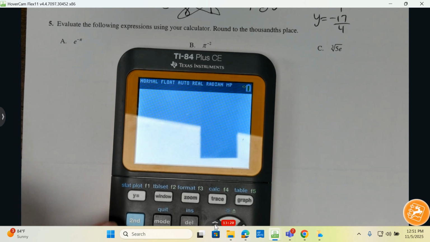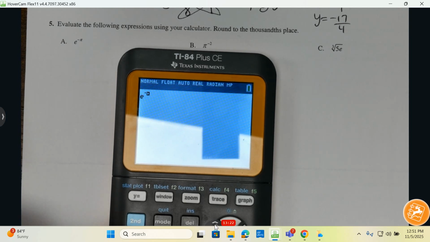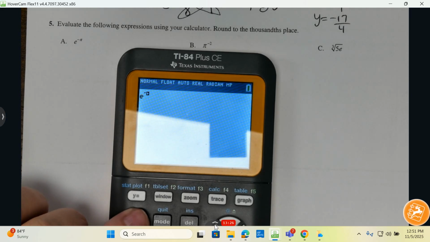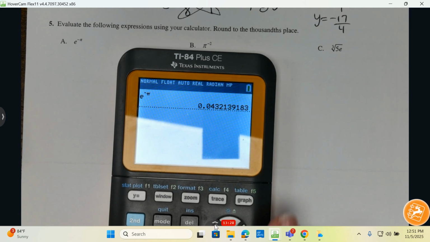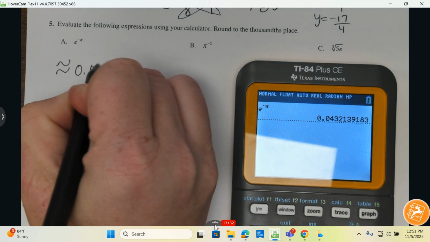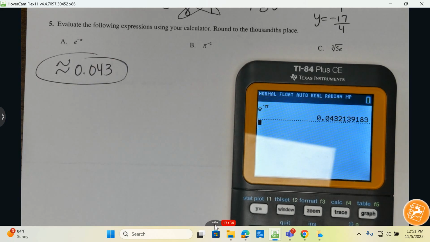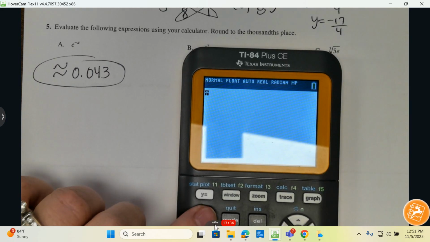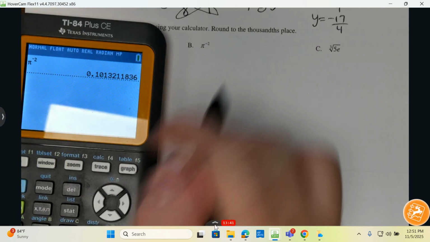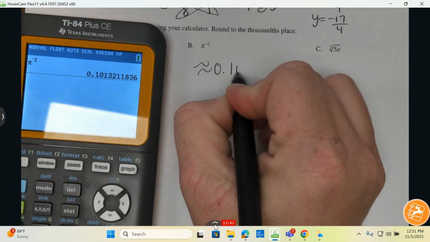Oops, looks like I made a mistake there. Let's try this again. Negative pi. Oh, I see what I'm doing wrong. Pi is blue, so I hit blue first. And then it says round to the nearest thousand. So this is approximately 0.043 when rounded 3 places past. Now we're going to go pi, and we're going to raise it to the negative 2. And we have approximately 0.101.